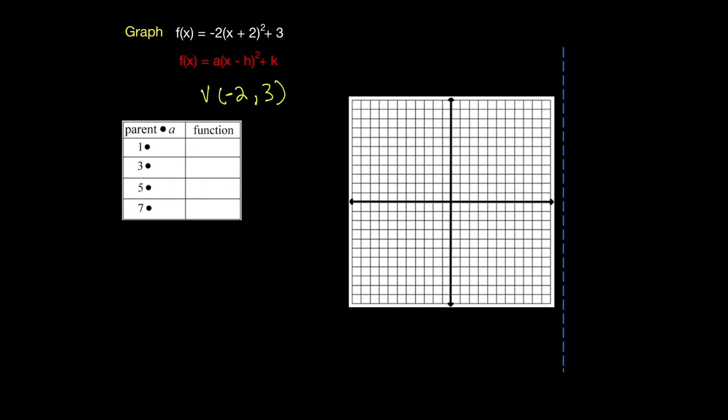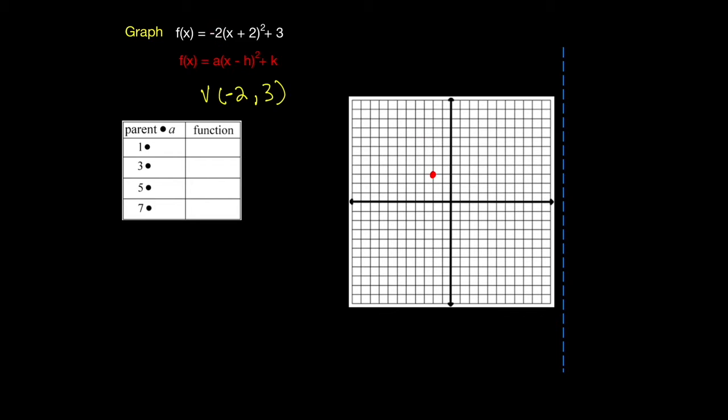To plot the vertex, I'm going to go 2 units to the left, and then I'm going to go 3 units up. Now I'm going to use the pattern of change in order to determine how far up or how far down I need to go in order to plot the next point on the graph. I need to use the a value.